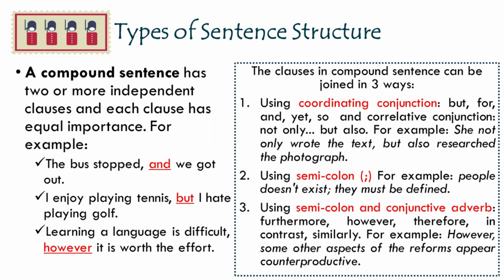2. Compound sentence. It is the upgraded version of simple sentence. A compound sentence has 2 or more independent clauses which are tied with a conjunction. In a compound sentence, each clause has equal or nearly equal importance. For the examples, you can see them on the graphics. The clauses in a compound sentence can be joined in 3 ways. 1. Using coordinating conjunctions, but, for, and, yet, so, and correlative conjunctions, not only, but also. 2. Using semicolon. 3. Using semicolon and conjunctive adverb. Furthermore, however, therefore, in contrast, similarly, and many more.